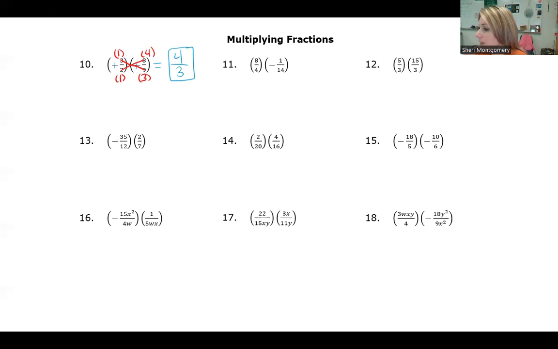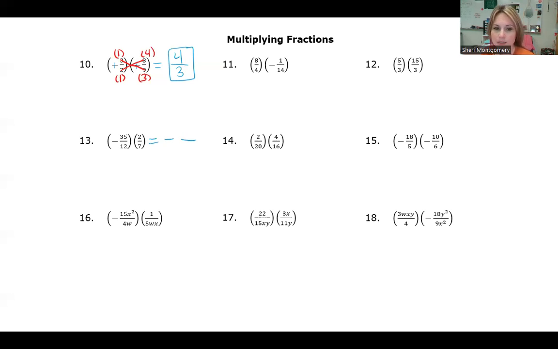I'm going to go down again and do 13 and 16 with you. When we look at 13, it's a negative times a positive, so my answer is going to be negative. I'm going to jot down that it's going to be a negative because I don't want to forget that.